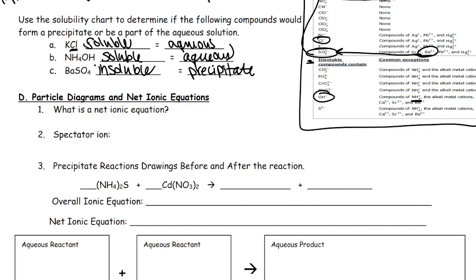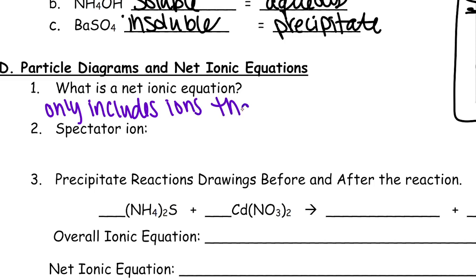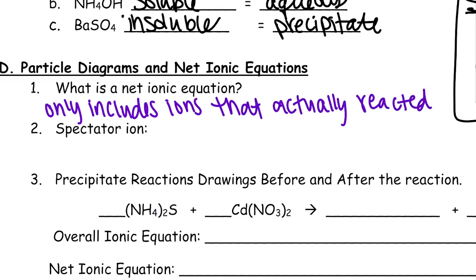On the section talking about particle diagrams and net ionic equations, question 1 says, what is a net ionic equation? This is going to be an equation that only includes ions that actually participated in the reaction that took place. So it only includes ions that actually reacted. That's how I'll say it. So things that changed on either side of the equation.